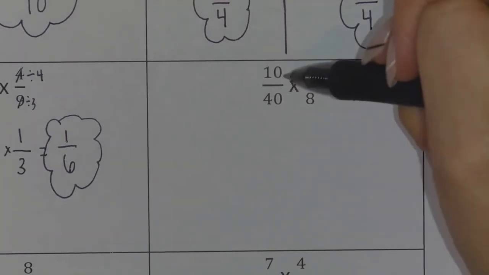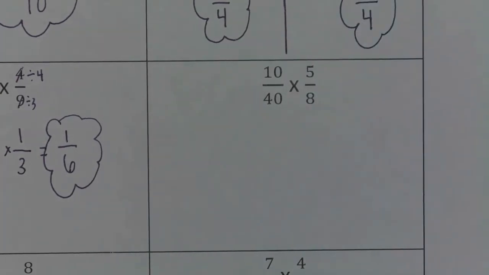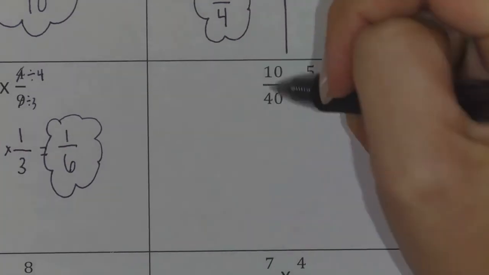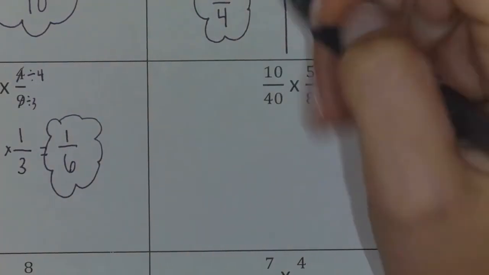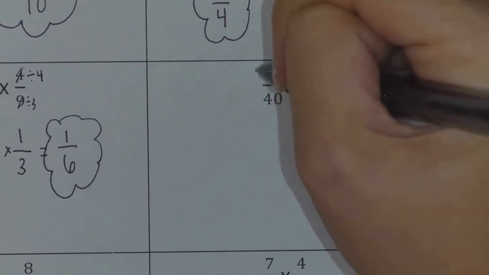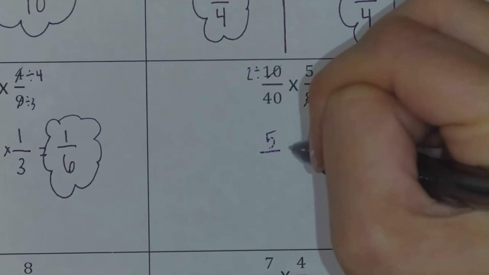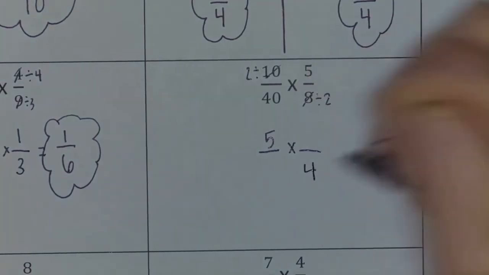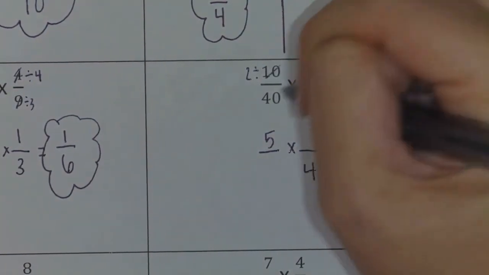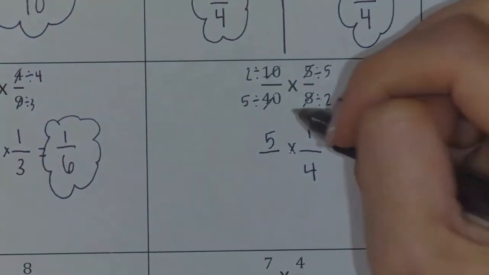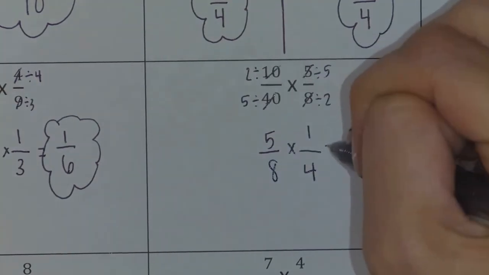So I have 10/40 times 5/8. So I am going to cross simplify. If you did not cross simplify on yours, that is okay, as long as you end up with the same final answer as me. So I see that 10 and 8 have the factor 2 in common. So 10 divided by 2 would give me 5. 8 divided by 2 would give me 4. 5 and 40 have the factor 5 in common. So 5 divided by 5 would give me 1. 40 divided by 5 would give me 8.